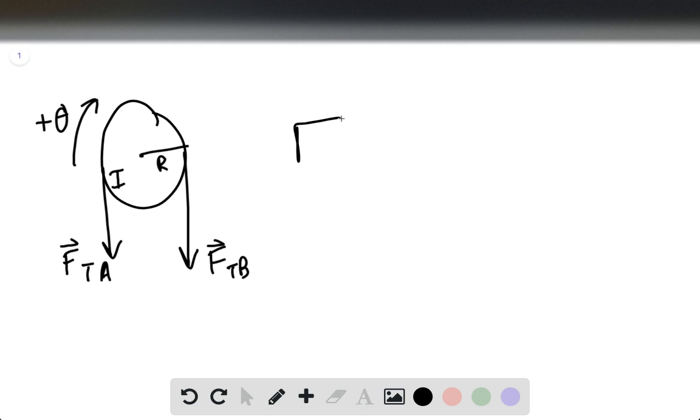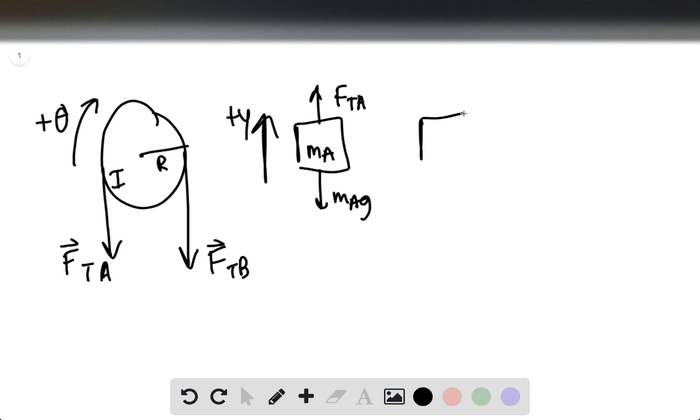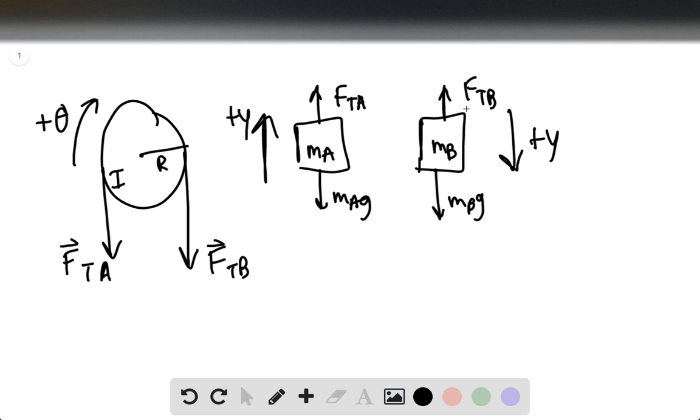And we can draw the free body diagram for block A. We simply have MAG, the force of gravity, and then here would be the force tension associated with A. And this block is moving up in the positive y direction, and then we're going to define block B. This is moving down. We're going to define that as positive y. And then we have the force due to gravity, and then going up, we have the force tension associated with block B.